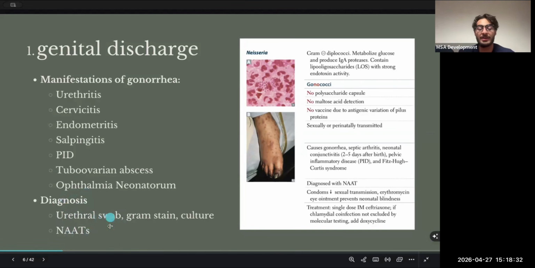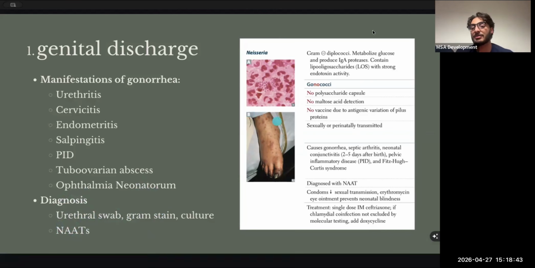You could do a urethral swab and then culture that, or you could collect the pathogens themselves and then gram stain them, or you could do NATs, which are nucleic acid amplification tests. An example of that would be PCR. Okay, and again, this is a very helpful diagram.